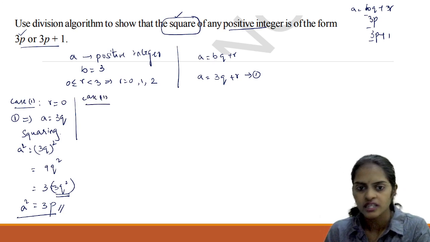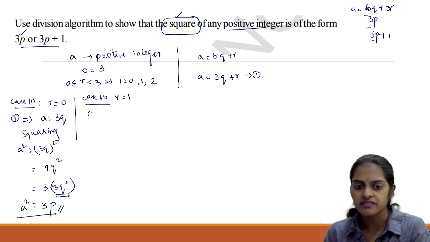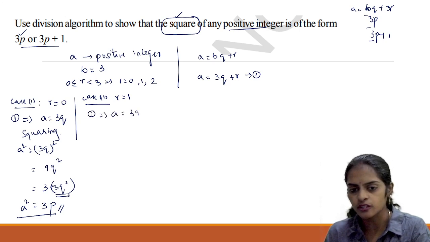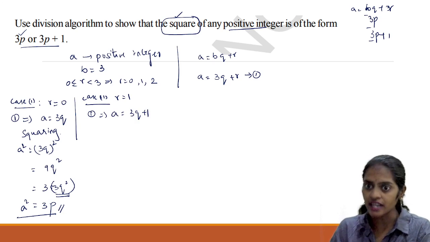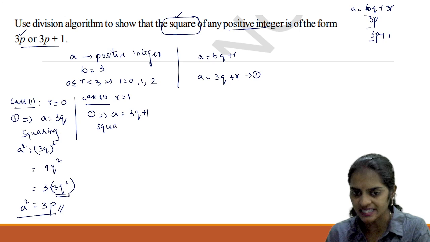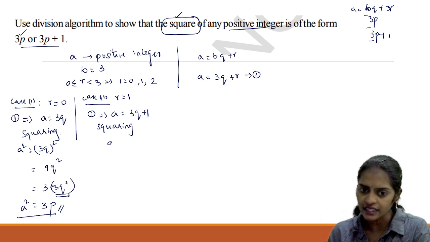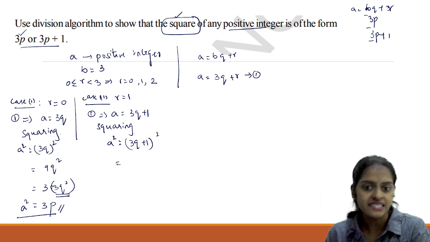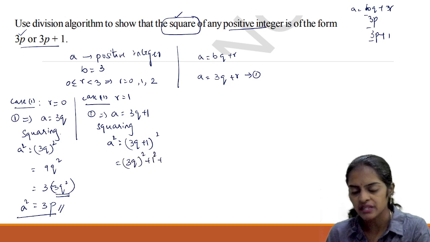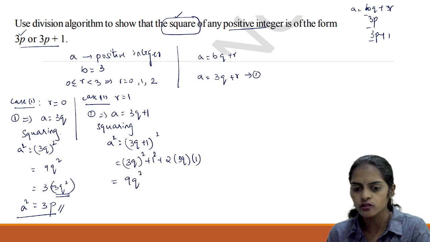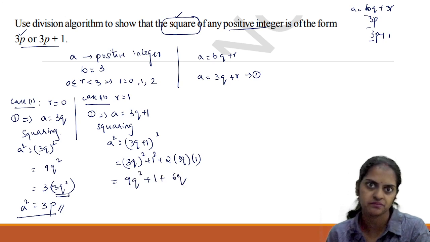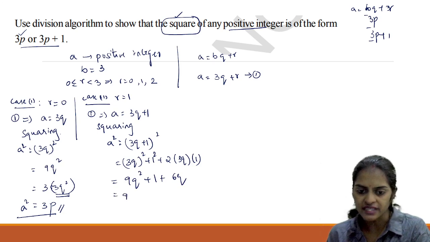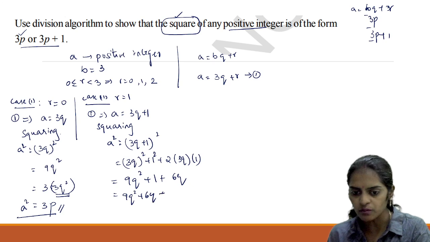In case 2, r equal to 1. So my first equation will become a is equal to 3q plus 1. Since they are asking the square of the number, we have to square on both sides. So squaring, a square equal to 3q plus 1 whole square. Using the a plus b whole square formula, a square plus b square plus 2ab, this becomes 9q square plus 1 plus 6q. So 9q square plus 6q plus 1.